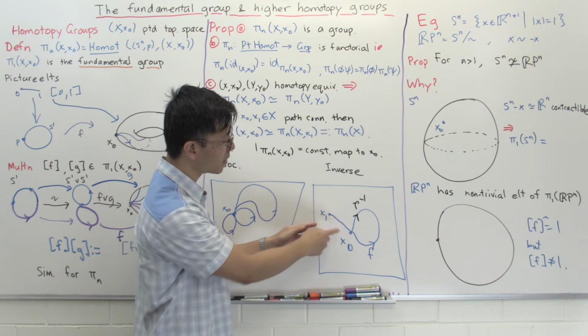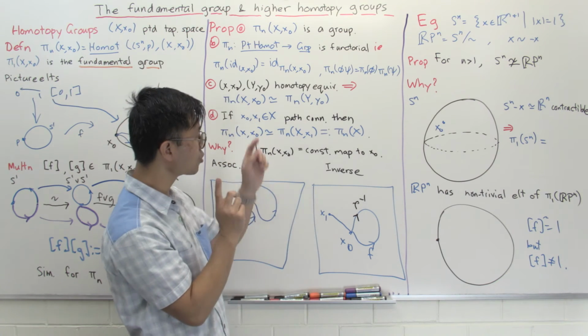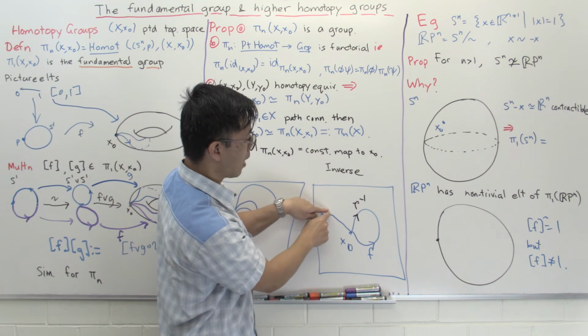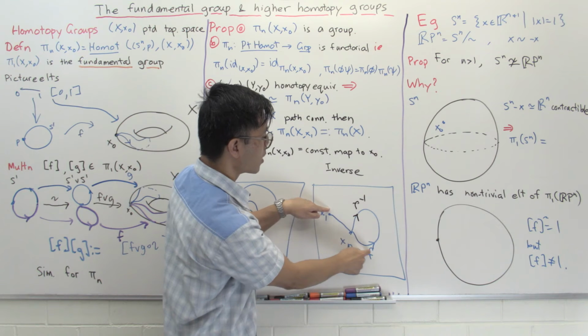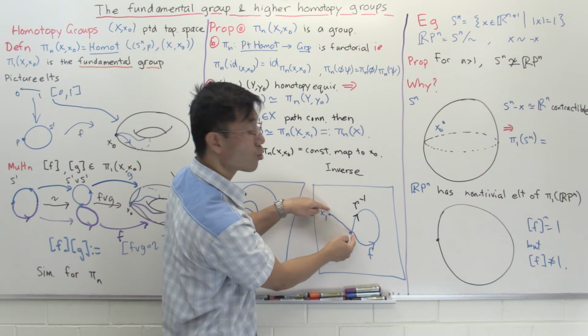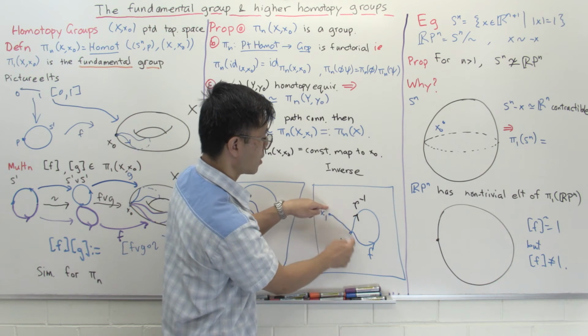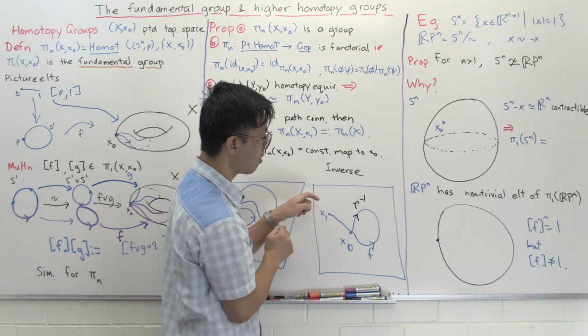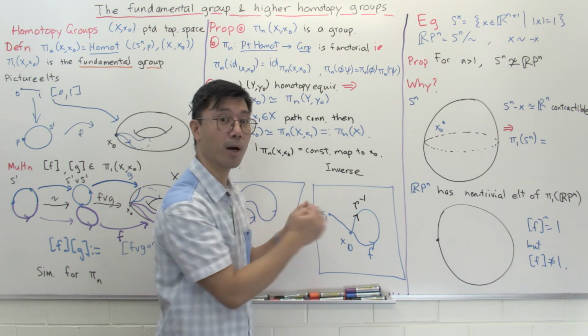So remember, these are path connected, so I'm going to pick one path. Unfortunately, there's a choice of path here. I pick a path from here to here, and then I follow it on with this f, and then I do the reverse of that path. So it'll be this one here. And this way, every loop at x0 gets mapped to a loop at x1.